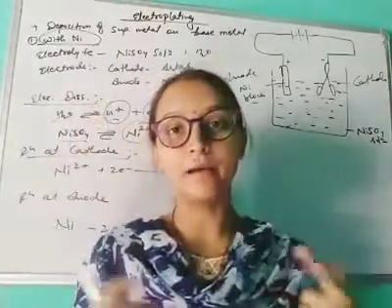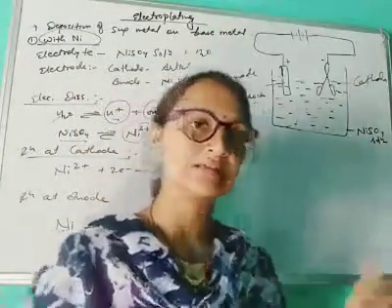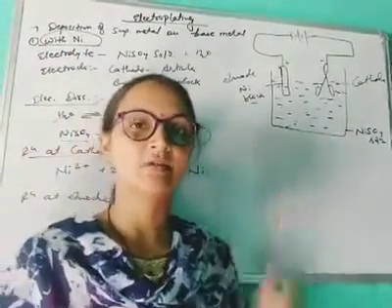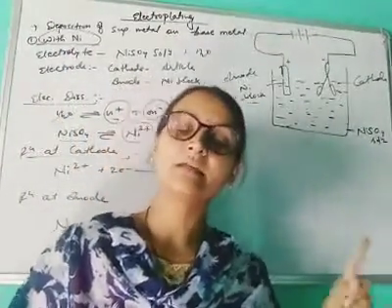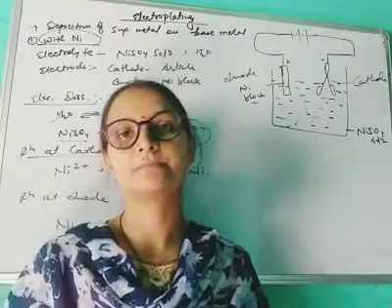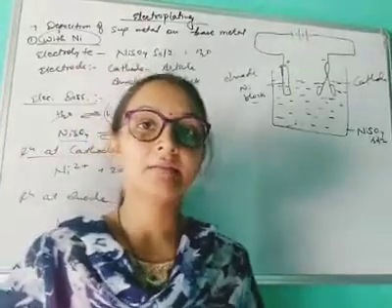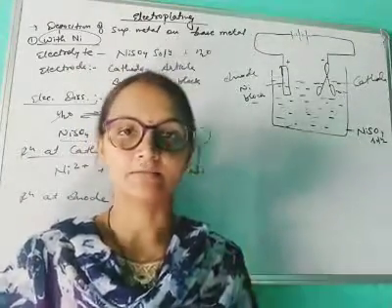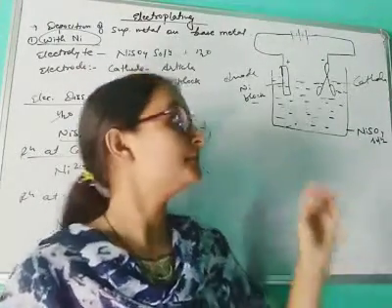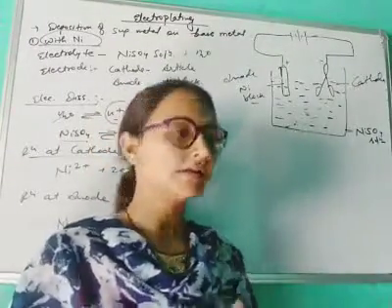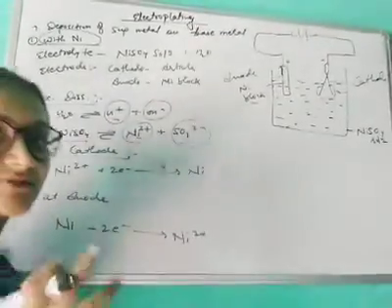They will migrate according to their electrochemical series. Here OH- is lower in the electrochemical series, so it will migrate but it will not discharge on the anode. Why? Because we are doing electroplating. Our priority is only nickel, so these will not get discharged.